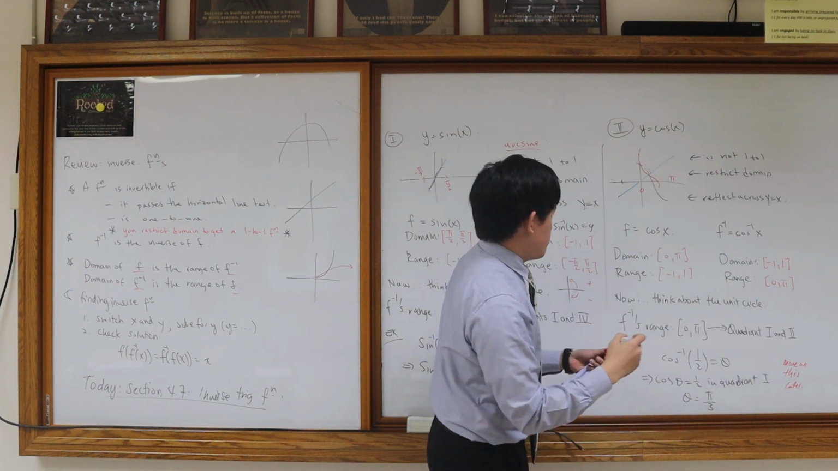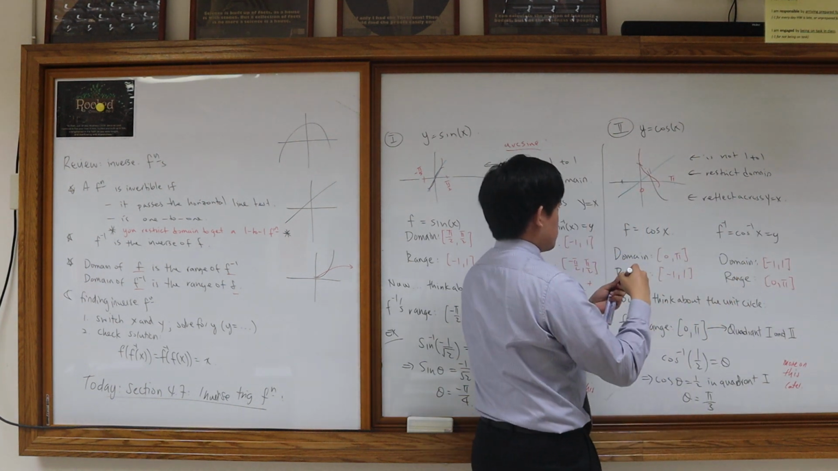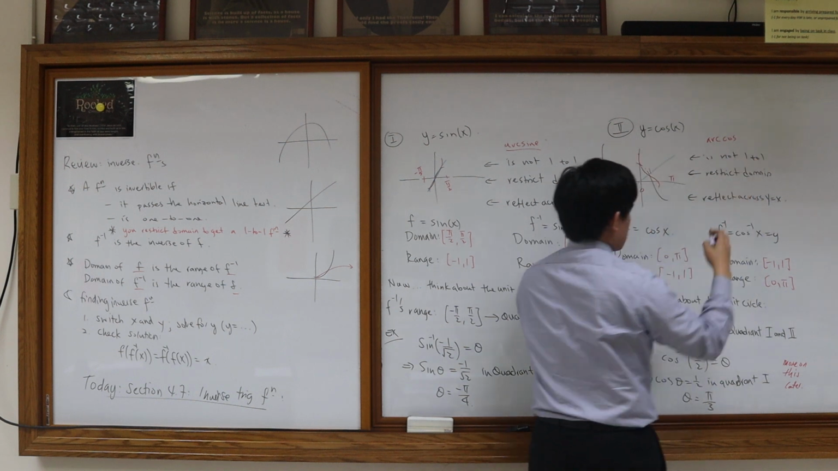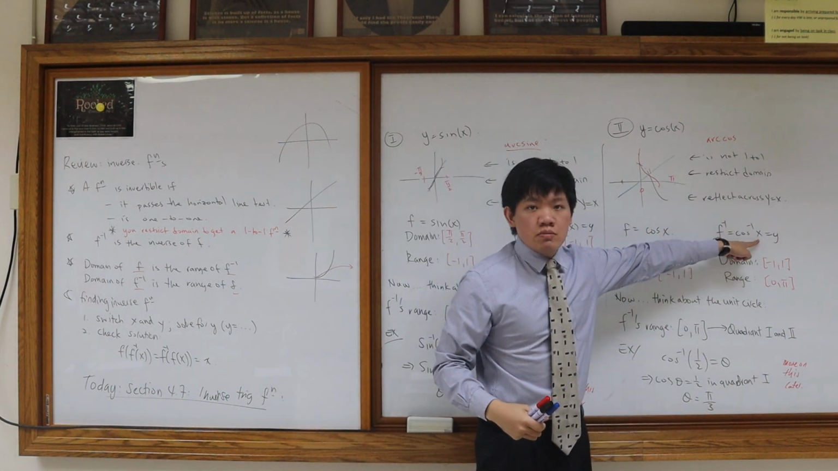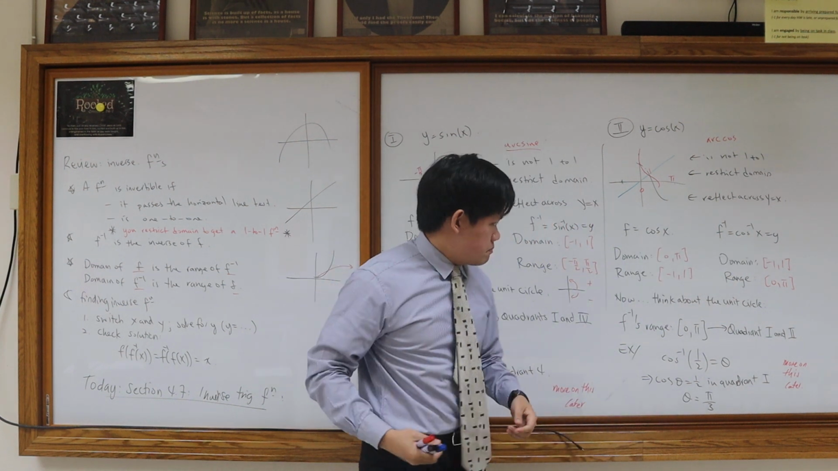As I mentioned before, this is what we call arc cosine. That's how we pronounce it. So whatever you put into x is going to be a ratio, and whatever you get for y is going to be an angle. So that switches around.